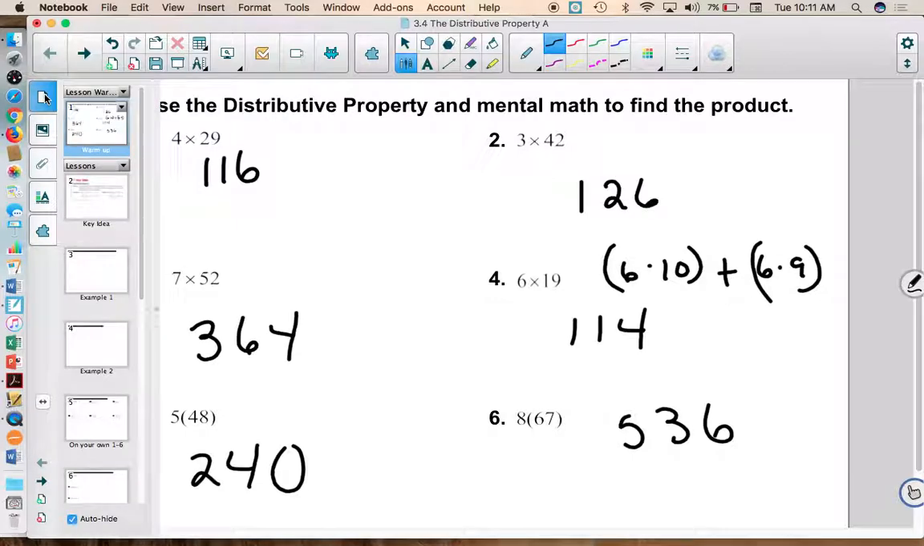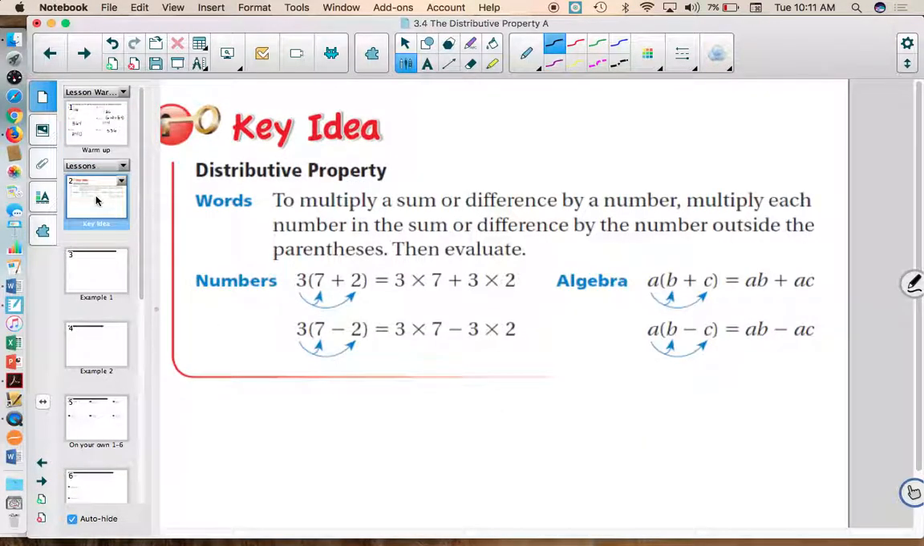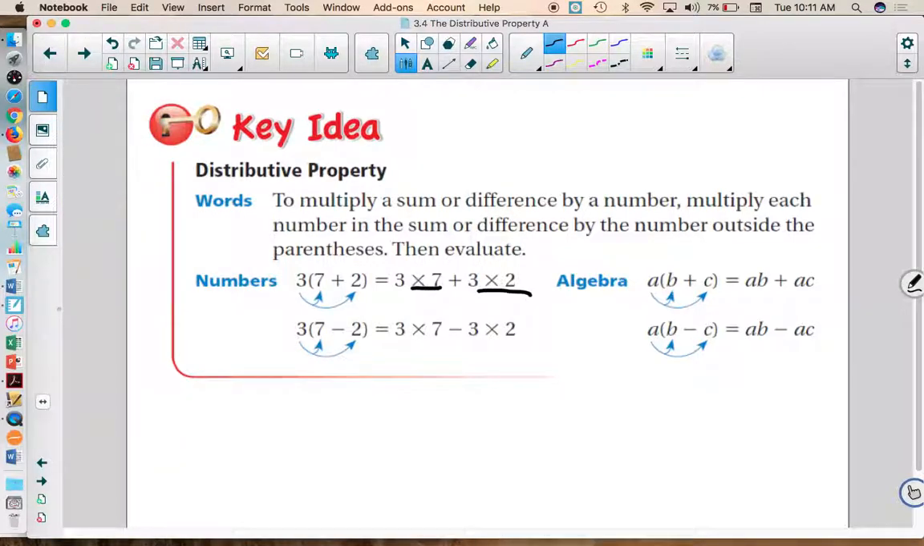That being said, this is what the distributive property is. The distributive property is to multiply a sum or a difference. It's going to be an addition statement or a subtraction statement. You multiply each number in that sum or difference by the number that's on the outside of the parentheses. You don't solve what's inside the parentheses first. Okay? You take whatever's on the outside and you multiply it by each piece within the parentheses.